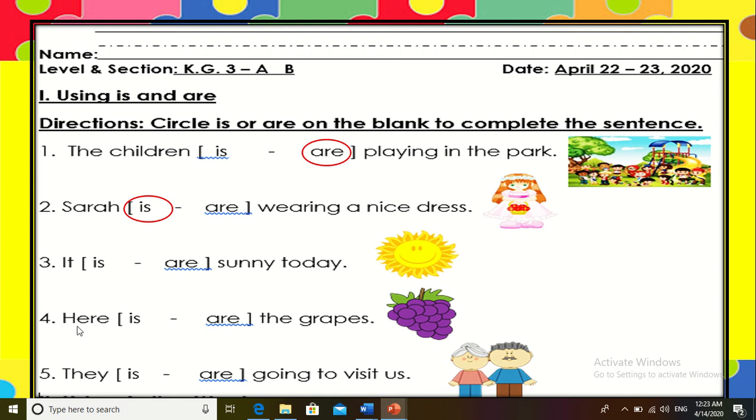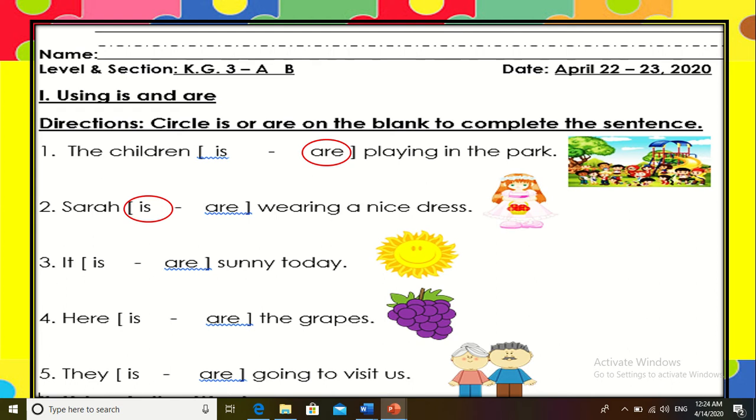Okay, number 4. Here is or are the grapes. And the last number for this part 1 is they is or are going to visit us. What should you remember if we have the pronoun they? Very good. It means many. So which are you going to use? Is or are? I think you are done.